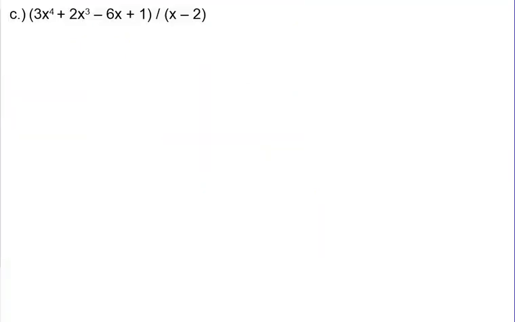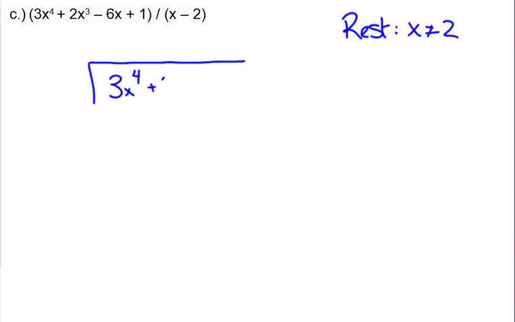And example C. Again, our restrictions, x cannot equal 2. And when we divide, one other thing to keep in mind is that when we are missing pieces, we need to go in descending order, but we have to fill in any missing pieces. So we've got a fourth term, plus we've got a cubic term, but because we have no squared term, we need to add in the 0 squared. Subtract 6x plus 1. You always need to add in those missing terms.